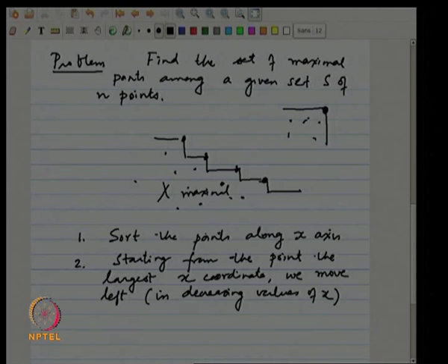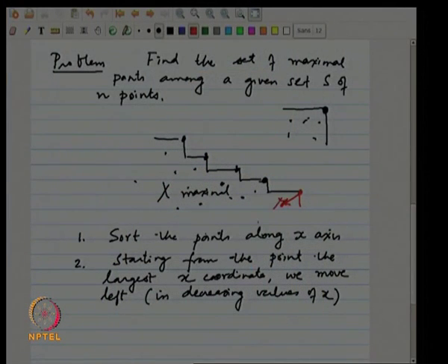In this particular case, suppose this is the highest x coordinate, and there are many other points, a point here and a point here. From here, this is the next point that we must consider in decreasing x coordinate. Because we are considering them in decreasing x coordinate, any point that we encounter later is already dominated on the x coordinate. It is now a question of whether or not the y coordinate is also smaller than this point. If it is so, we discard this point. So, this point gets discarded. Then we move further and we come here.